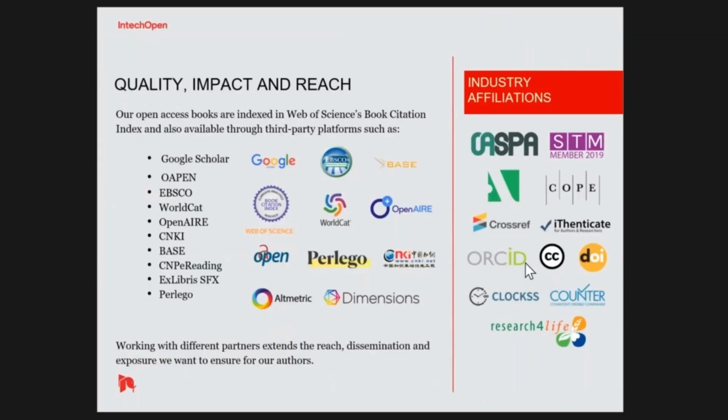We apply quality, impact, and reach as our standards. So we believe that working with partners across the world extends the reach, dissemination, and the exposure that we want to ensure for our authors, which is why we work with EBSCO, OpenAIRE, Google Scholar. We have all the required and standard industry affiliations: OASPA, STM, ALPSP, COPE, Crossref, CLOCKSS, COUNTER, everything.